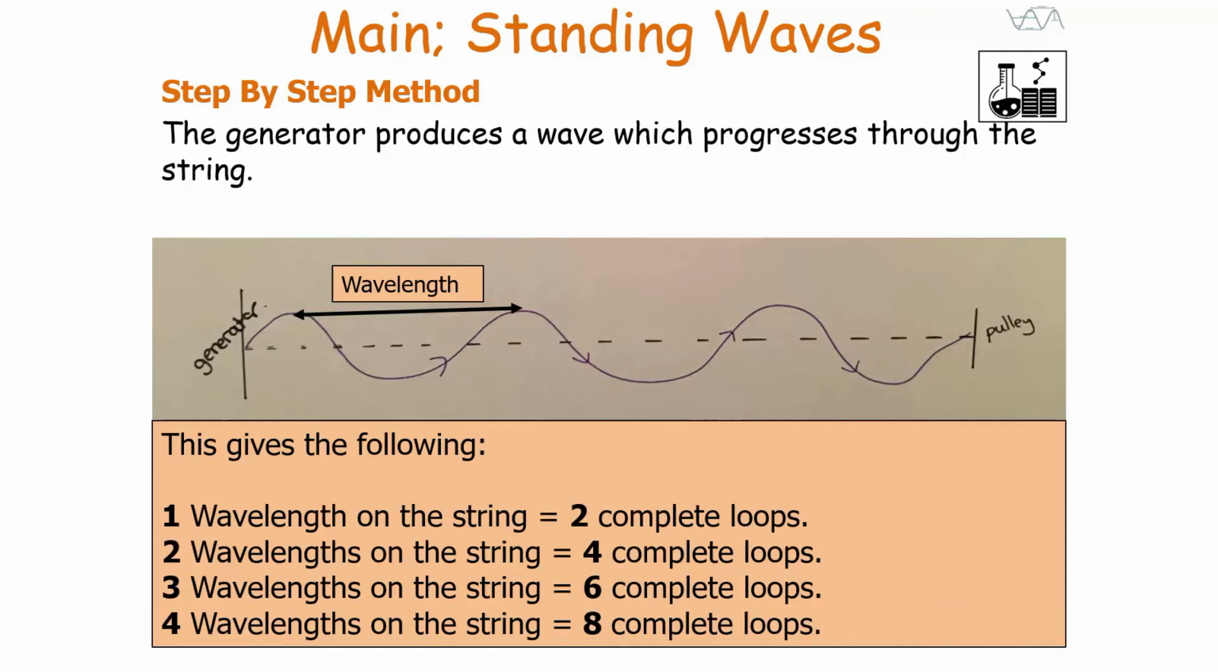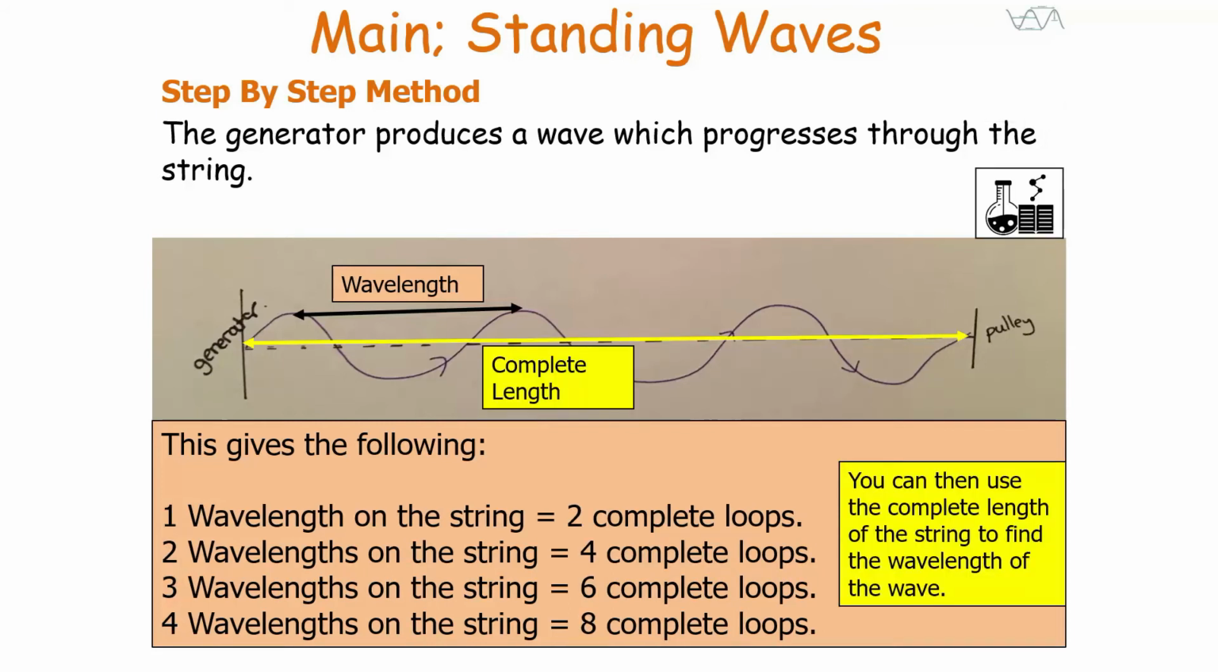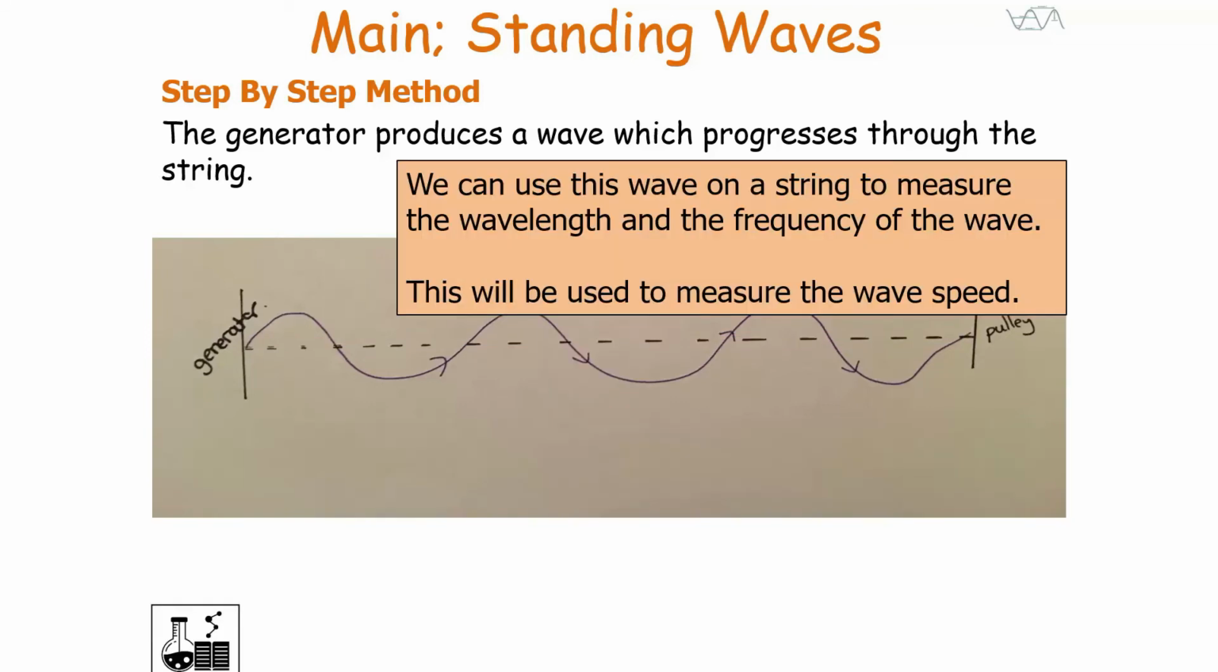So one wavelength on a string will be shown by 2 complete loops, 2 wavelengths on a string will be shown by 4 complete loops, 3 wavelengths on a string will be shown by 6 complete loops, and 4 wavelengths on a string will be shown by 8 complete loops. Now what you can do is you can use the complete length of the string to find out the wavelength of the wave produced. So for example, if you know that there are 8 loops on your entire length, you can divide the entire length of the string by 4 to get your value of one wavelength.